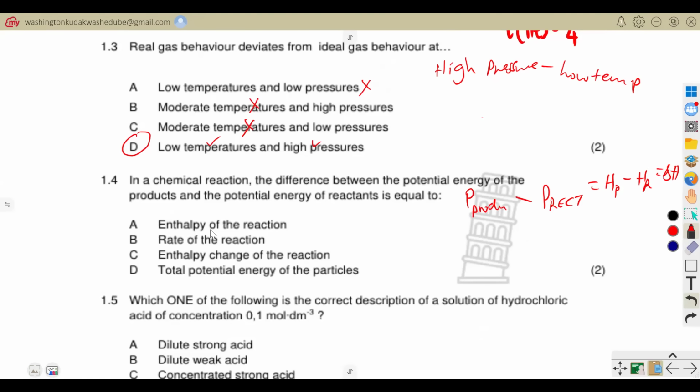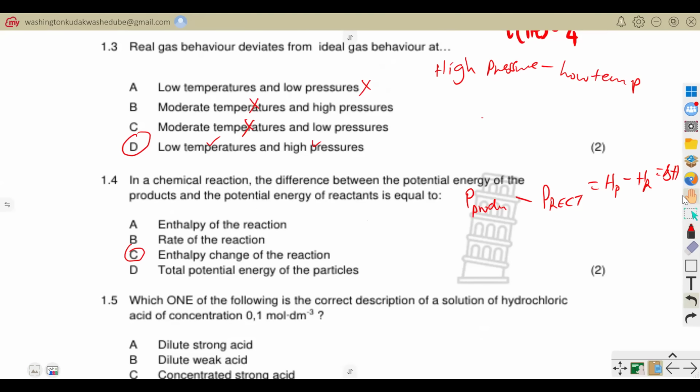So we are looking for enthalpy change of reaction. So the answer was going to be C, because A says enthalpy of reaction, which is wrong. And then B says rate of reaction, which is wrong. And then the answer would be enthalpy change of reaction. So the difference between the potential energy of your products and the potential energy of your reactants gives you the change in enthalpy of the reaction, because potential energy corresponds to the enthalpy of your products or your reactants.